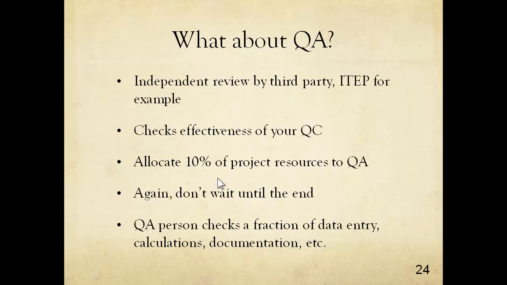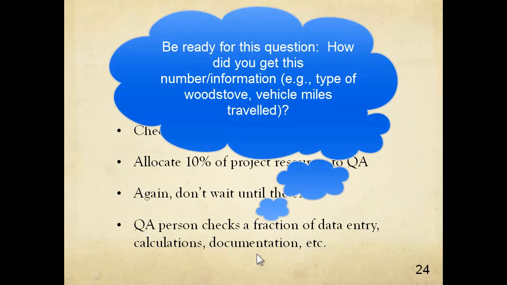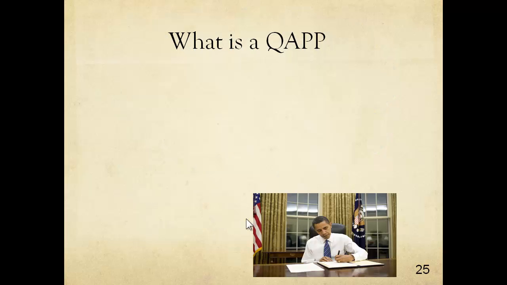It may be that you need to spend more time at the beginning really looking at what sort of inventory you need to write. Look at your sources, look at the time that you have. Don't wait until the end. And the idea is that this QA person, the data reviewer, will check some of the data entry, some of the calculations, some of the documentation, and then if any errors are found, alert you, and perhaps in collaboration with you, go back and try to fix those errors while you still have time and you still have the information available to you. What is a quality assurance project plan?